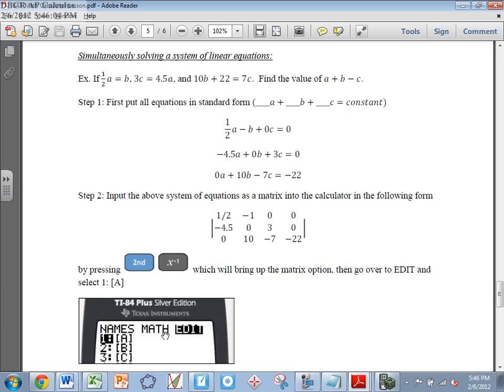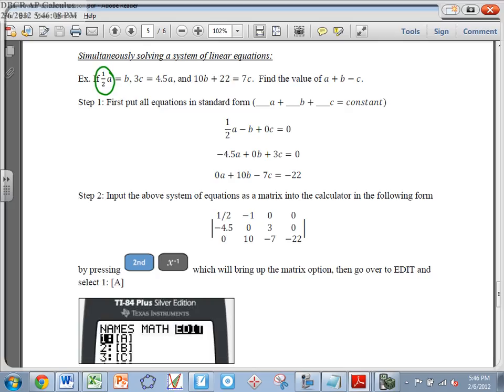Now, remember from standard form, this has a 1/2 a, this has a b over here. I need to move the b over, which gives me the negative b. Now, this equation is done. There's no c value, so there's no c. And there's no constant, so there's a 0 there. Next one, you've got 3 c's. That's going to be right here. We need to move the 4.5a over, which gives a negative 4.5a. There's no b's, and there's no constant numbers.